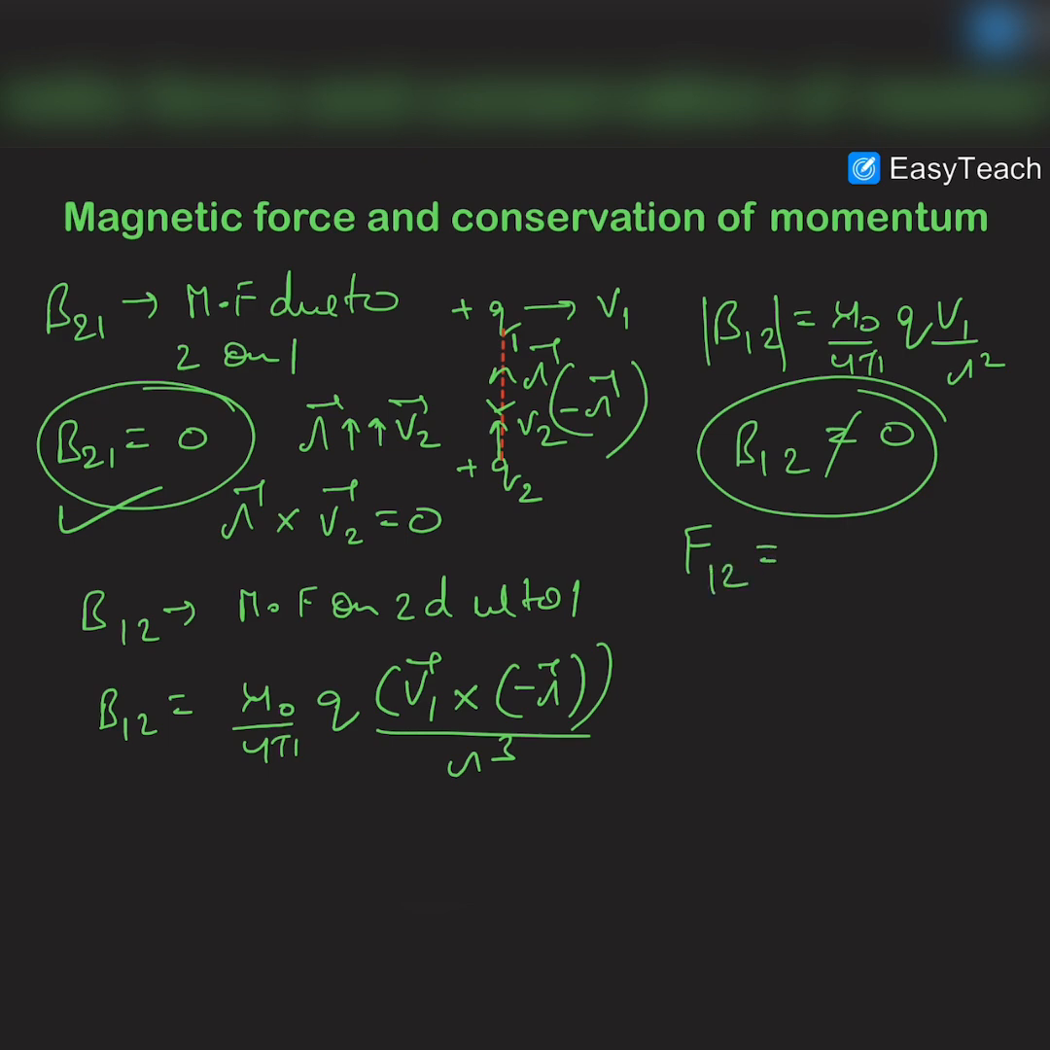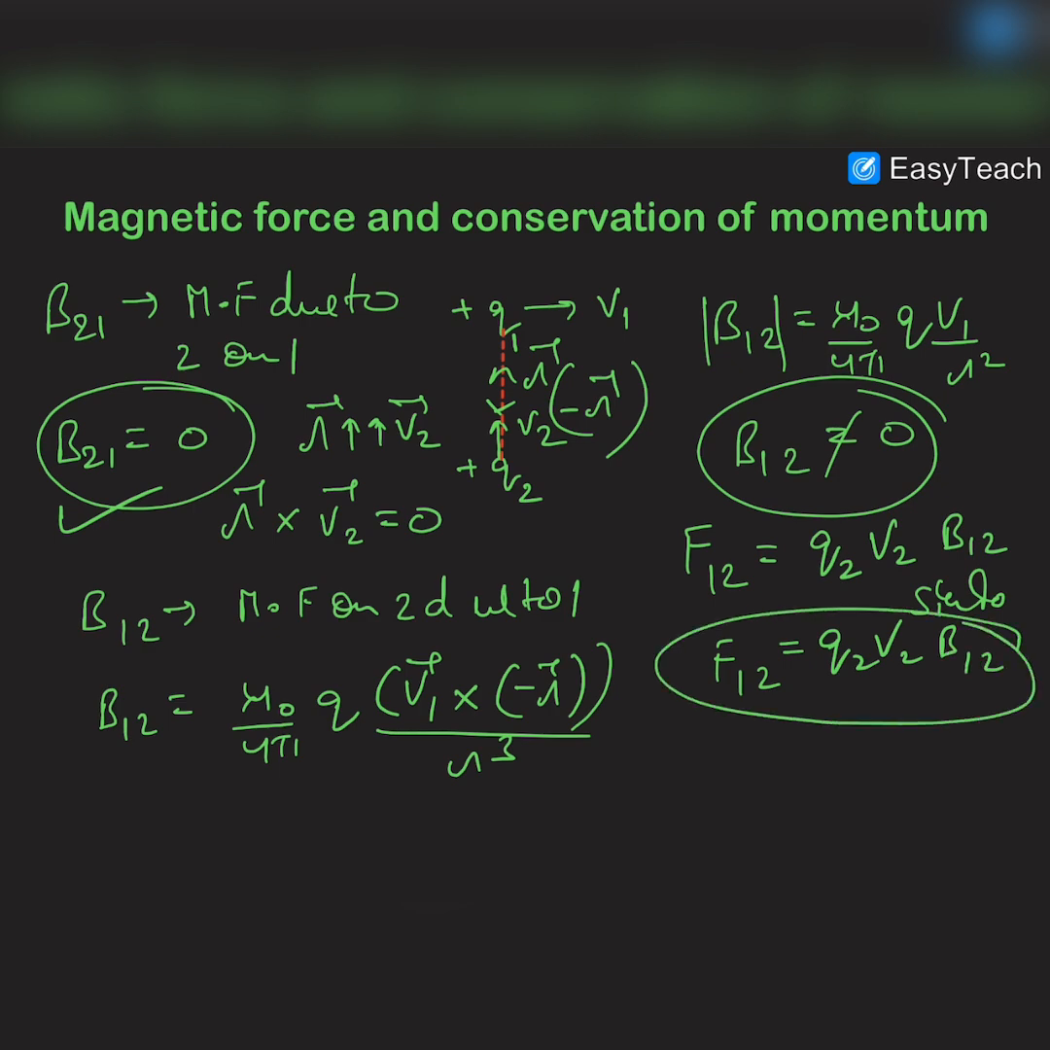So we can say that the force acting on 2 due to 1, F12, will be equal to QVB, where Q is Q2, V is V2, and B is inside the plane, so it would be B12. The angle between B and V will be 90 degrees, and sine 90 is 1. So F12 is equal to Q2 V2 B12.